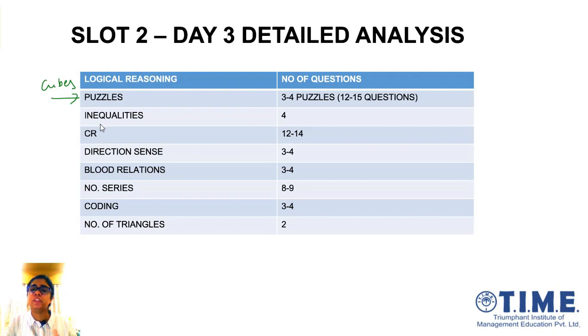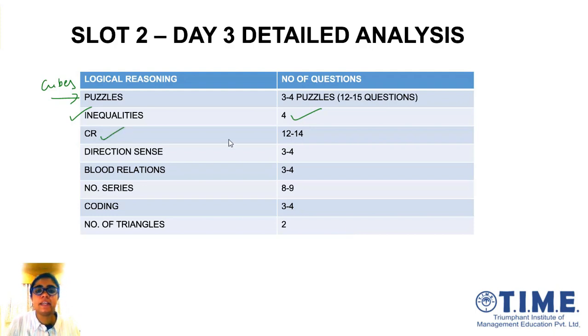Inequalities was not observed between slot 1 to slot 4. कहीं पे भी नहीं था. But last slot में inequalities आया था and there were 4 questions. It was a set. ठीक है. And इसका difficulty level was high. It was not very straightforward. It was time consuming and difficulty level काफी high था.